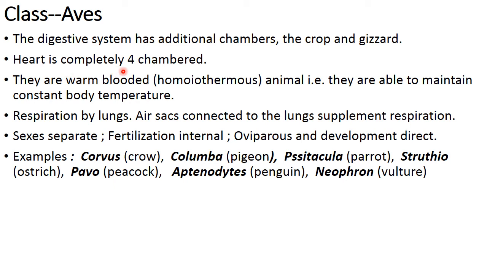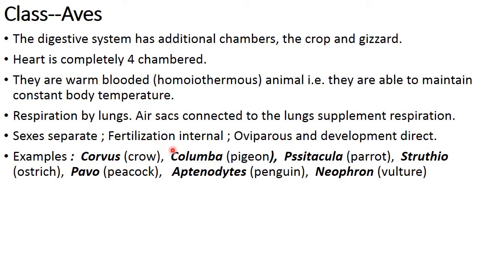Heart toh hai completely four chambered, that means two auricles and two ventricles are present. Warm blooded hai, that is homeothermous animals hai, that is they are able to maintain their constant body temperature. Respiration by lungs hai. Ab in mein ek aur cheez hai ki lungs ke saath air sacs attached honge. Because they have aerial mode of flight, so they need lots of oxygen for flying in the air. So that is why air sacs are connected to the lungs to supplement respiration.